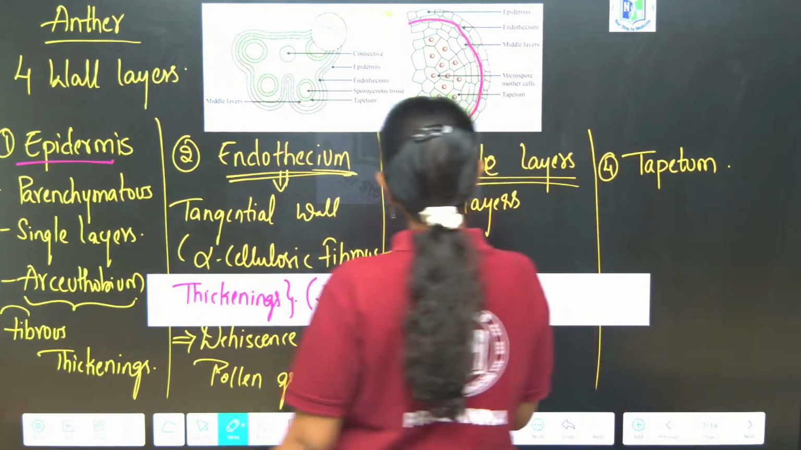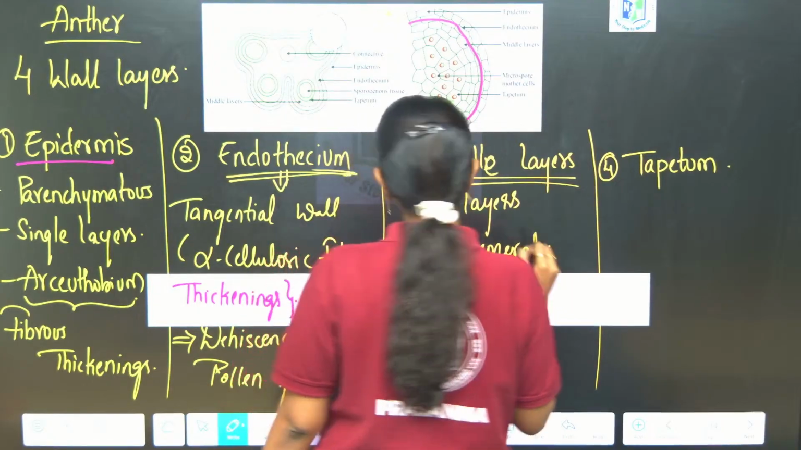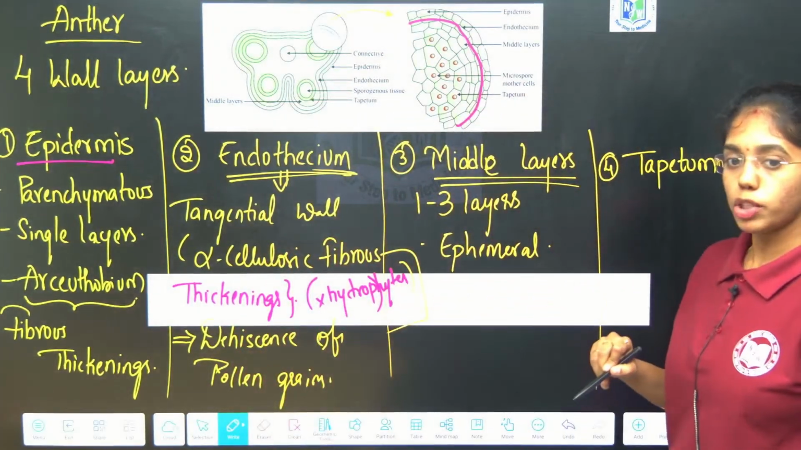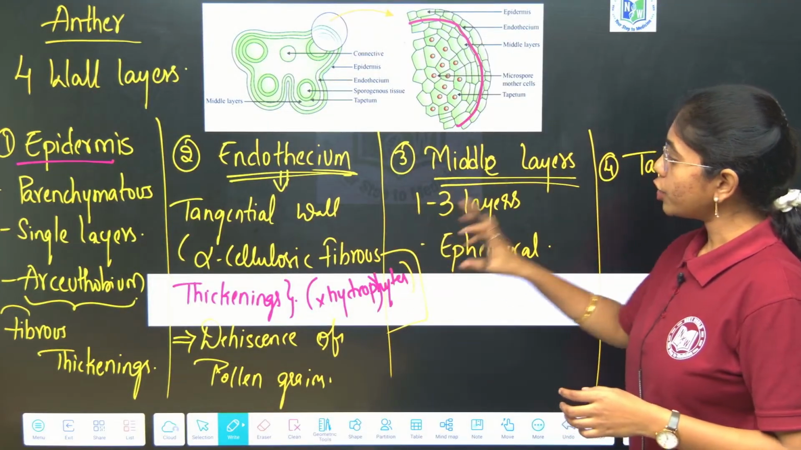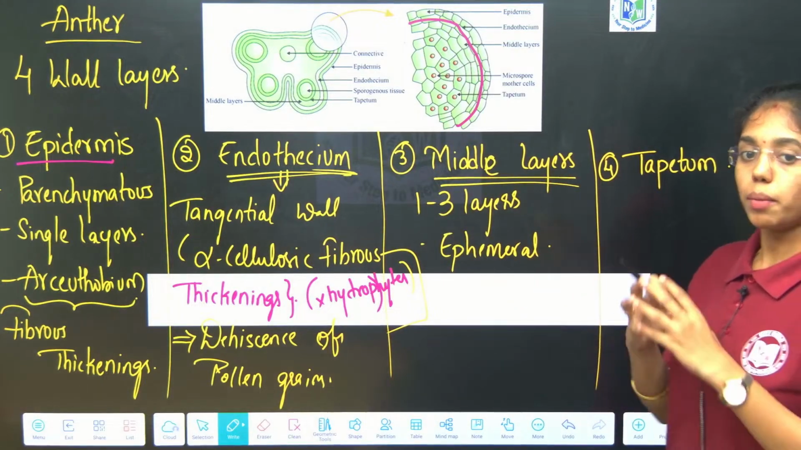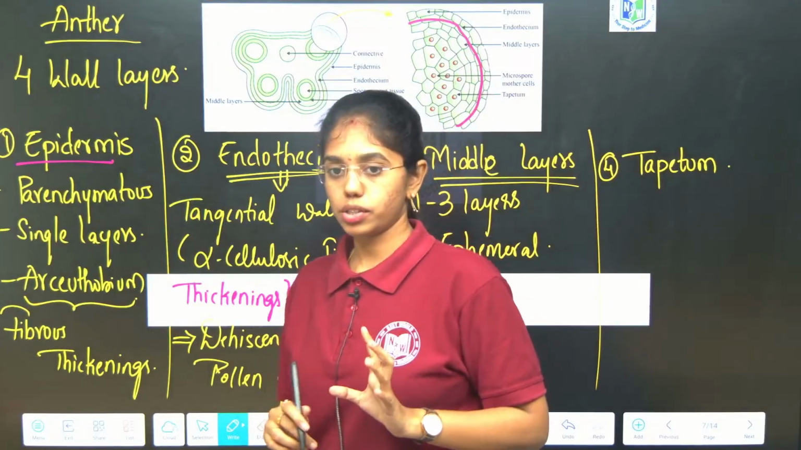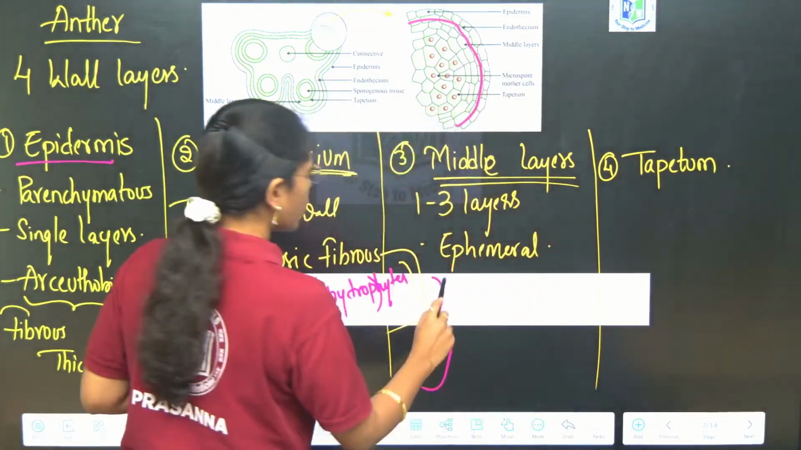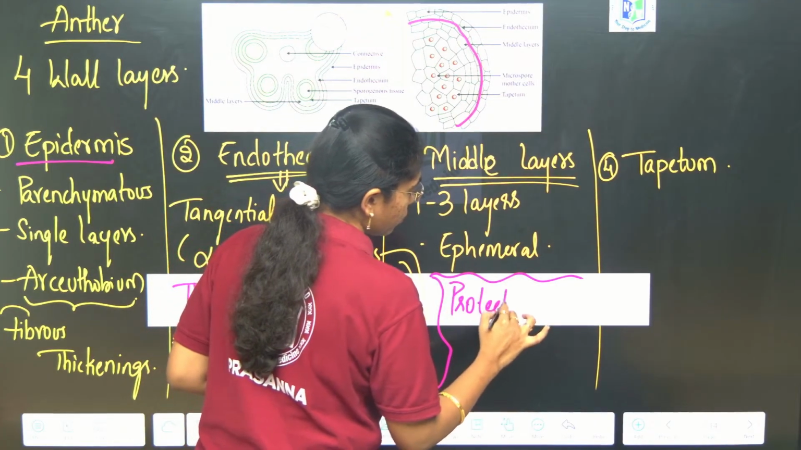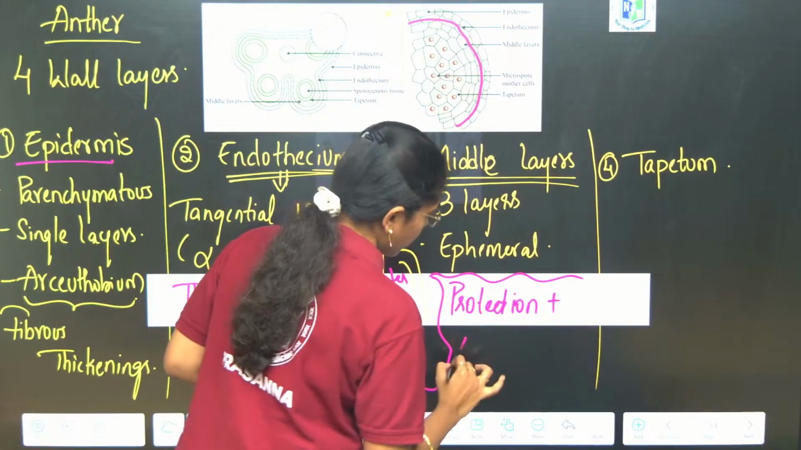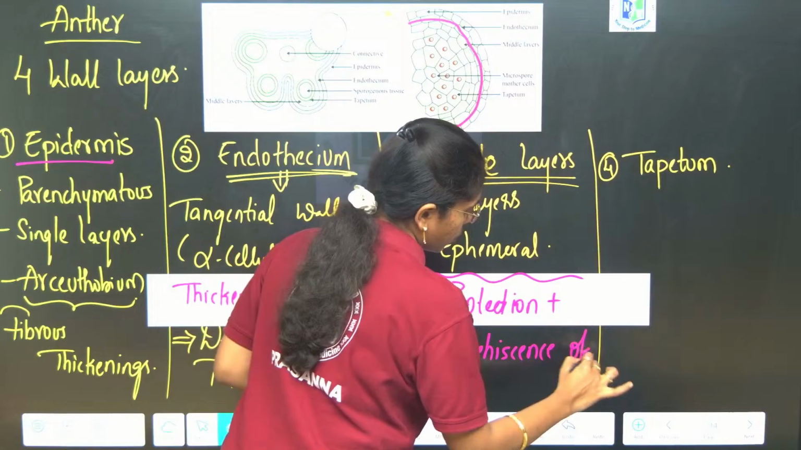And they are ephemeral. Ephemeral means short lived. So epidermis, endothecium and middle layers, all together, the major function they do is protection and dehiscence of pollen grains. All together, what is the major function they are doing? Protection and dehiscence of pollen grains.